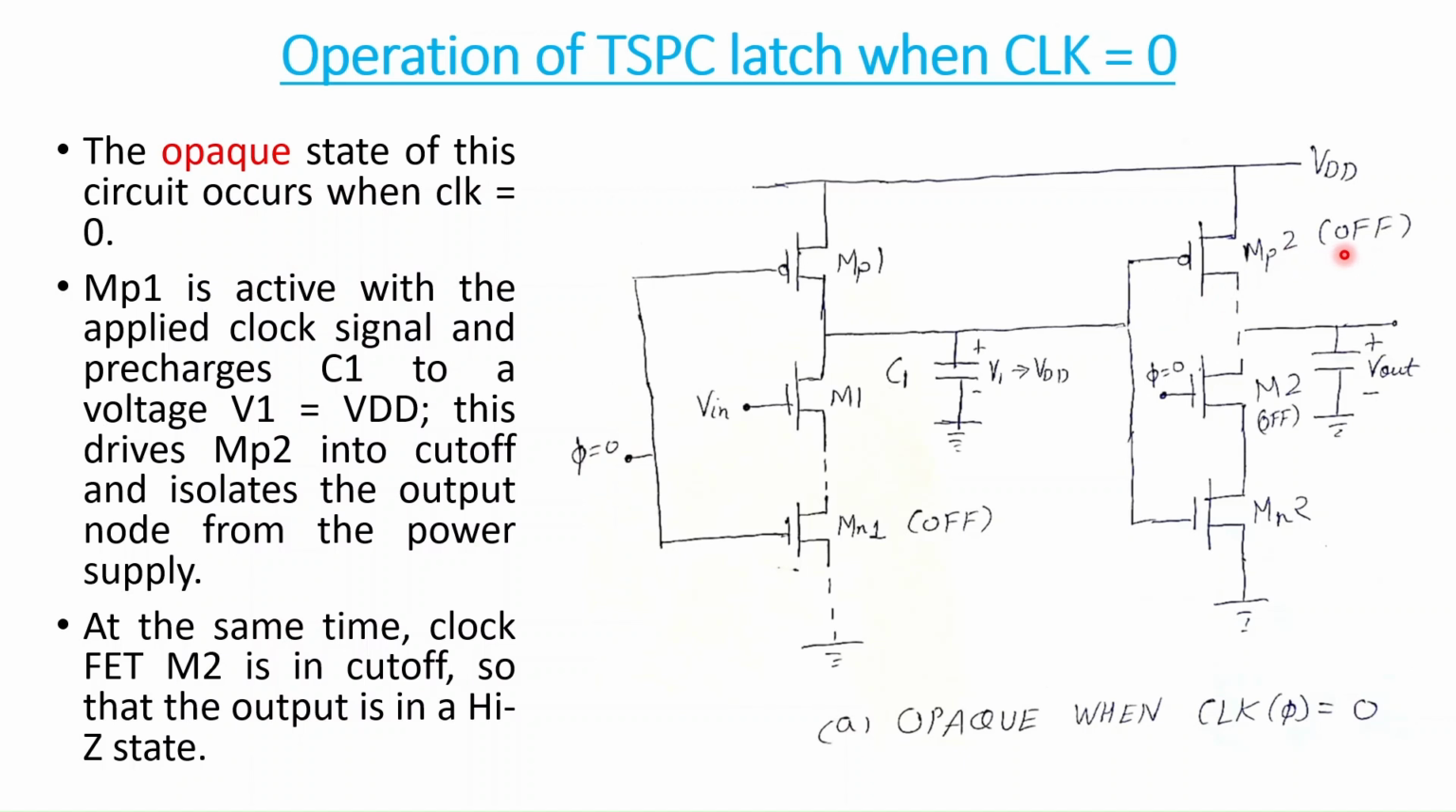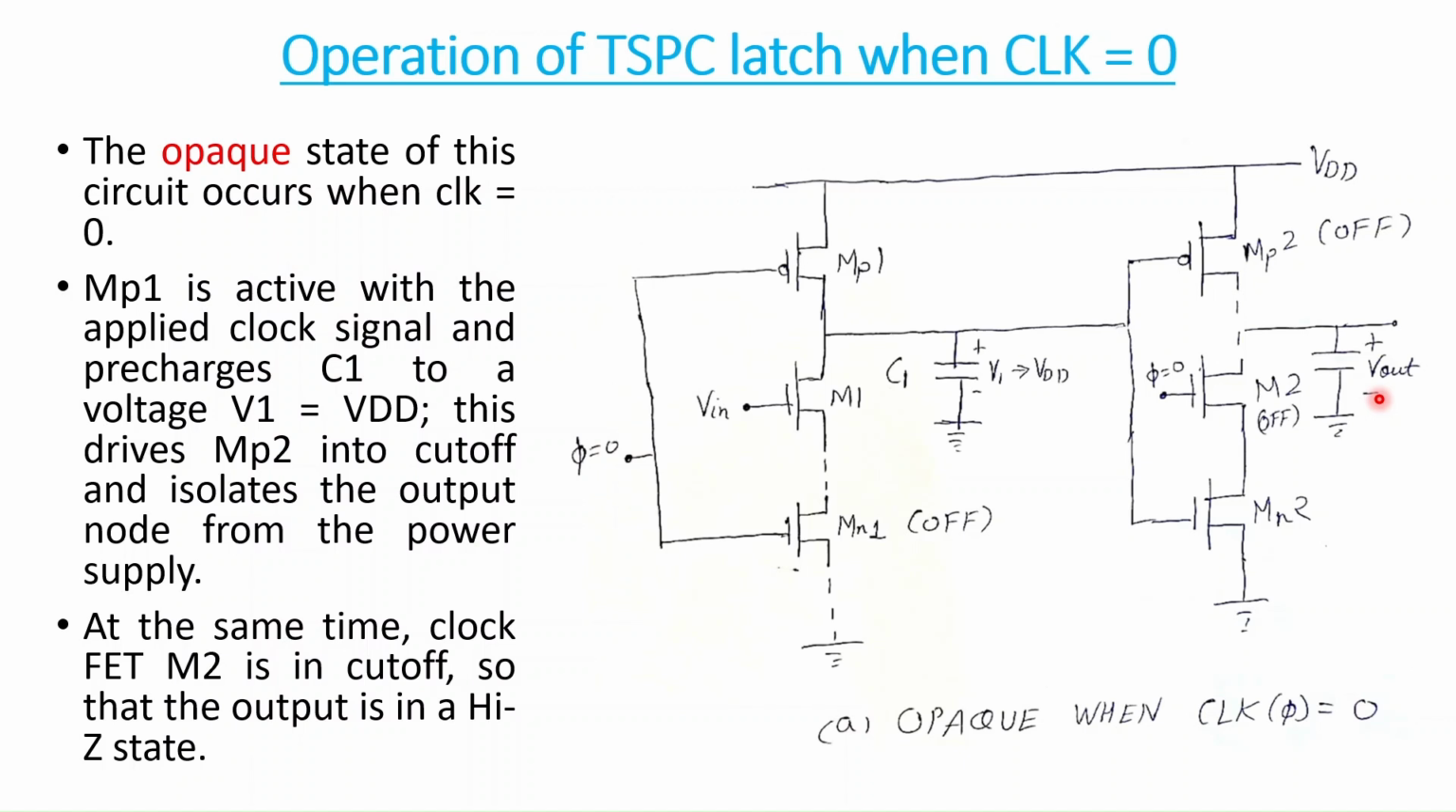If this PMOS is off and this clock signal phi is 0, then it means that this NMOS M2 is also off. So both MP2 and M2 are off. MP2 and M2 are always off when V1 is equal to VDD.